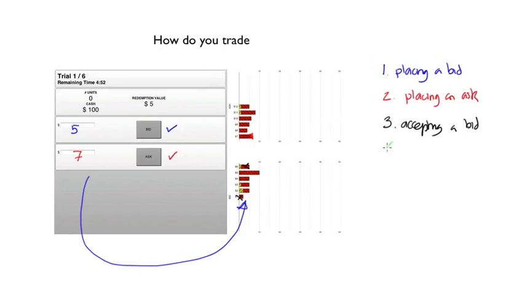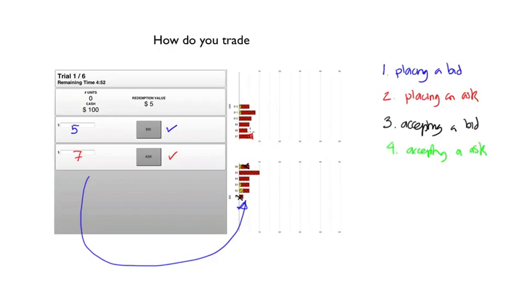Finally, you could also trade by accepting someone else's ask. Now, remember what it means. An ask is an offer to sell. So when you look here, these are offers by other people to sell to you. In other words, if you click on any of these buttons, you are buying from them at the price at which you click. So suppose that you wanted to buy from someone else by accepting an ask.